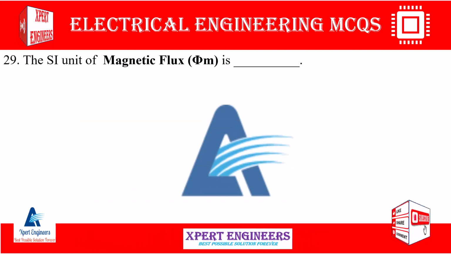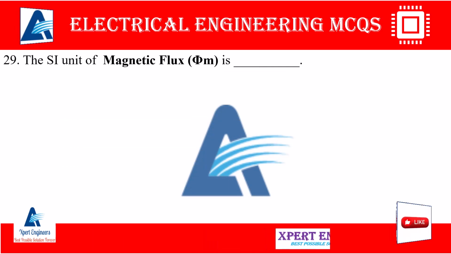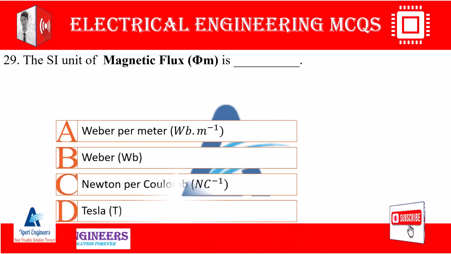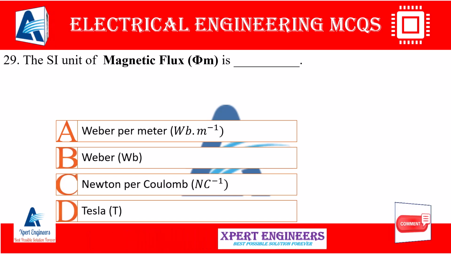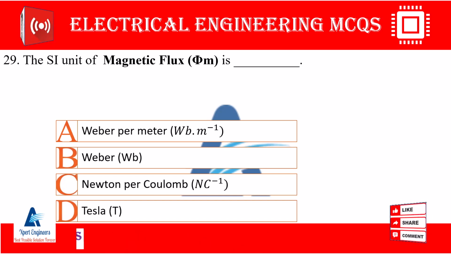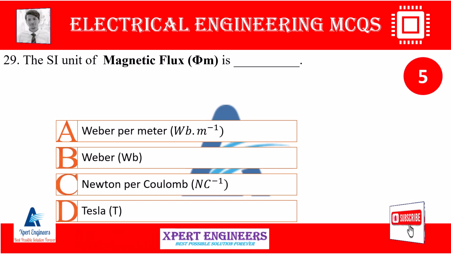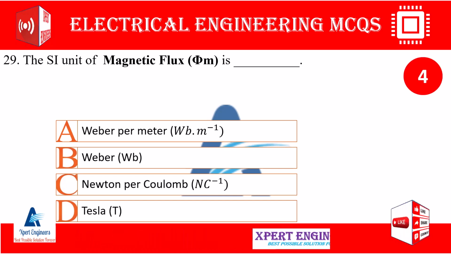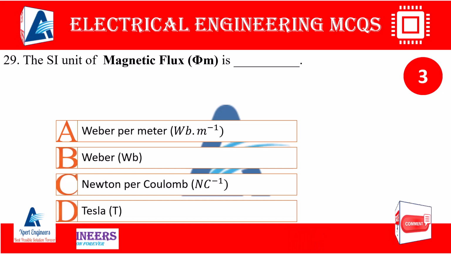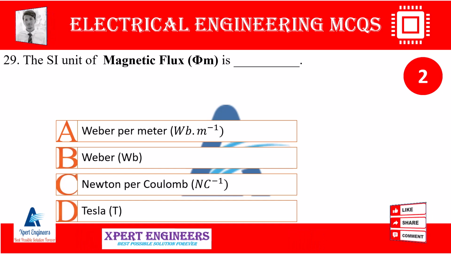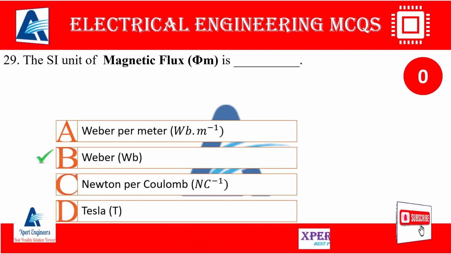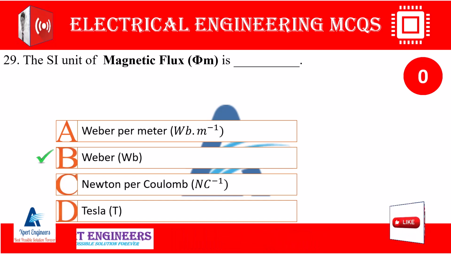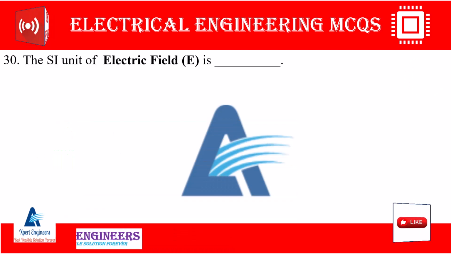Next is the SI unit of magnetic flux is dash. A, Weber per meter, B, Weber, C, Newton per coulomb, and D, Tesla. The correct option is B, Weber. The SI unit of magnetic flux is Weber.